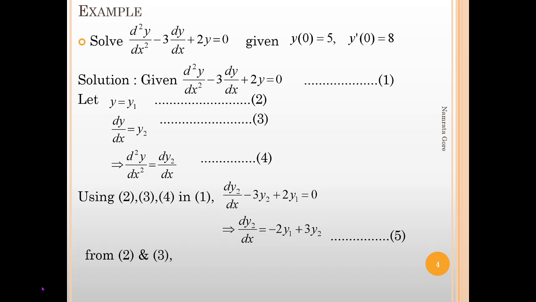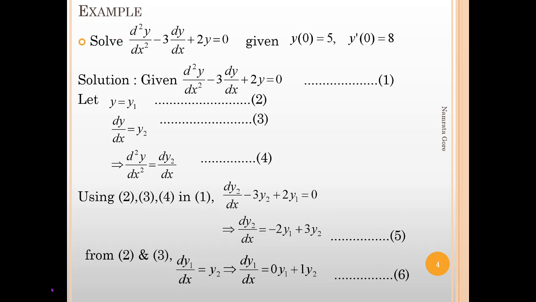Now we need the equation for dy1 by dx, since this is dy2 by dx, so that we can write it in matrix form. If we observe equation 2 and equation 3, d by dx of y equal to y2 and equation 2 says that we are using y as y1. So simply replacing this y by y1, we get dy1 by dx equal to y2. Now rearranging it in the form of y1, y2, dy1 by dx is 0 y1 plus y2. This is our equation 6.